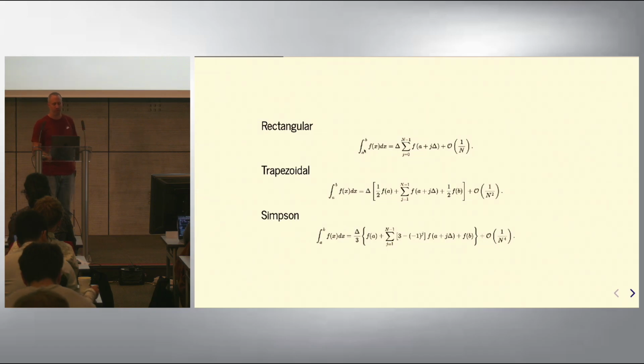The most common one is the rectangular rule, in which I just take the value and multiply by the width. This method is said to be of order 1 over n, meaning that the error I'm making on the integral scales as 1 over the number of discretization points. You can go trapezoidal. The formula now involves more evaluations, but the error now goes as 1 over n squared. You can go Simpson, 1 over n to the 4, and so on and so forth.